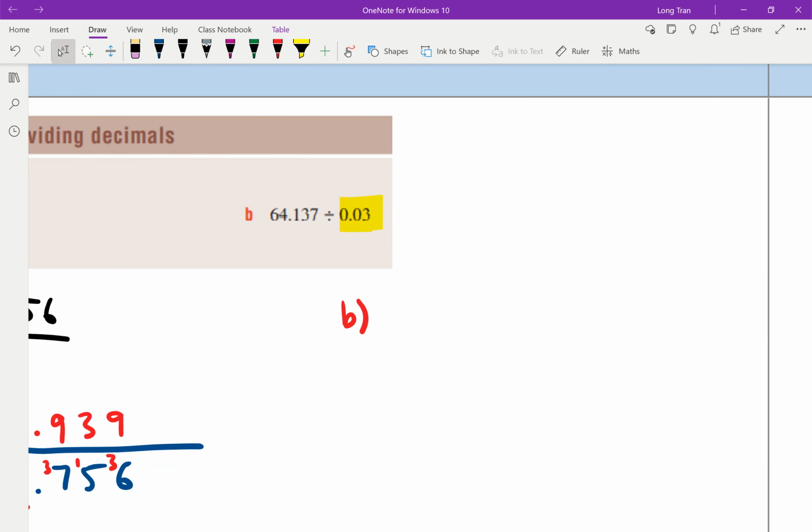Hey there, you're right. My pen didn't work before, so we're now doing example B: how to divide decimals, especially when you get 0.03 as in this example. You've got 64.137 and you're dividing this by 0.03.